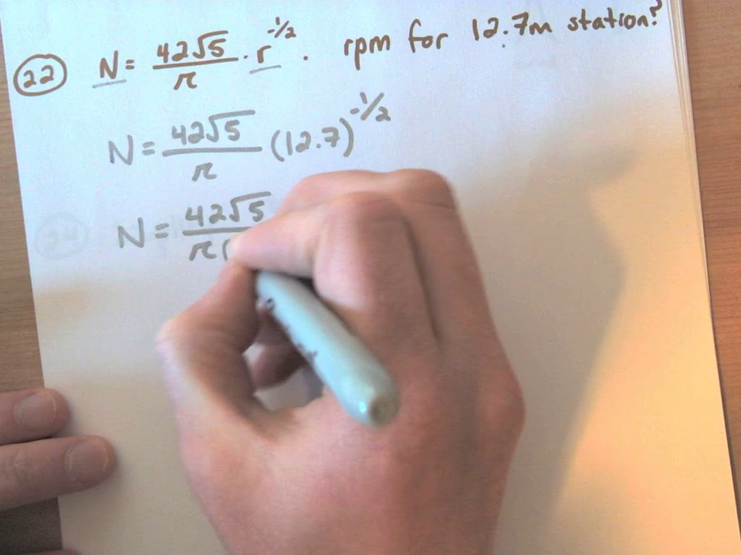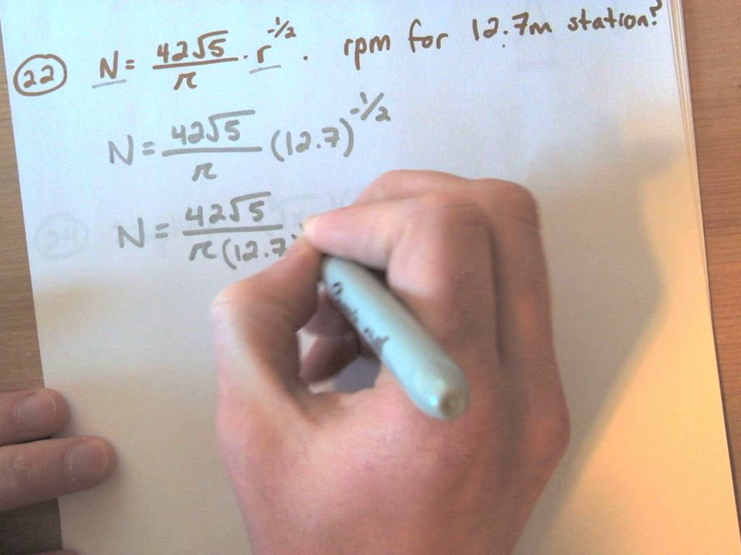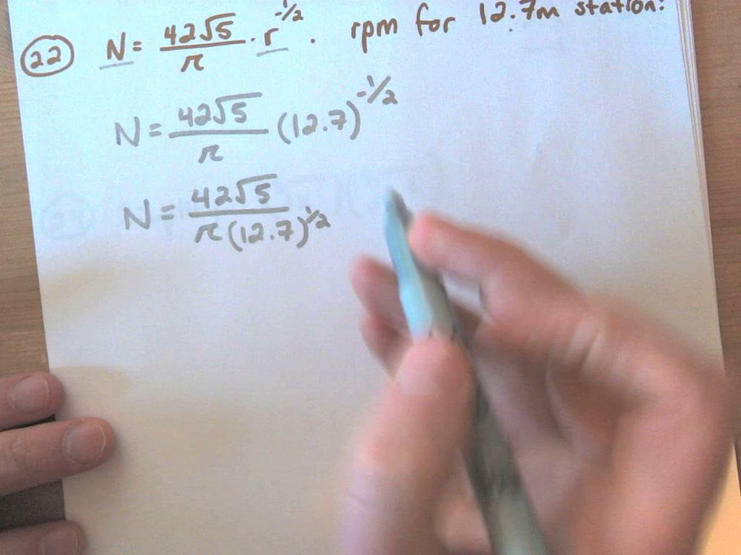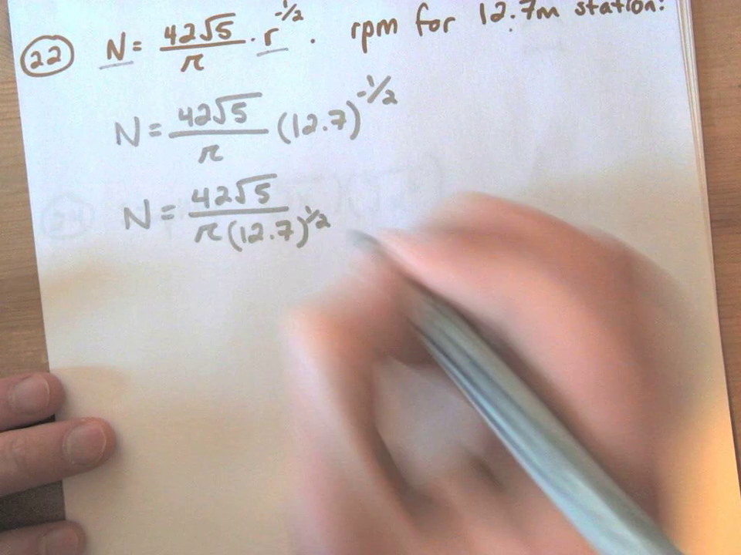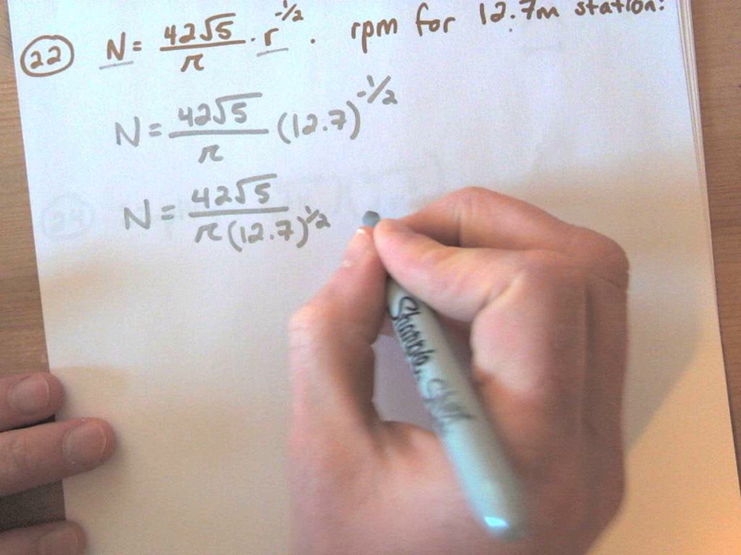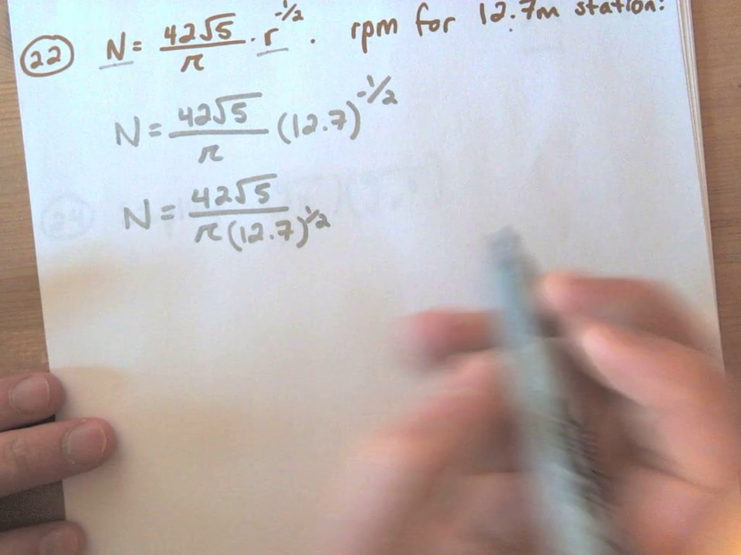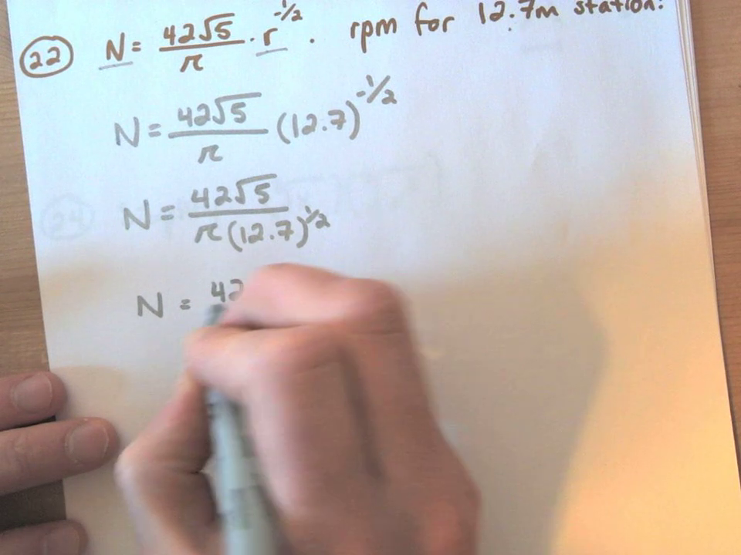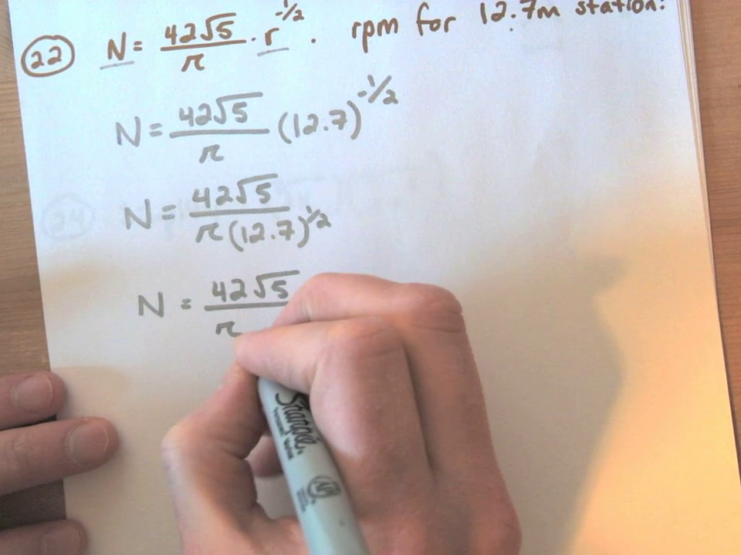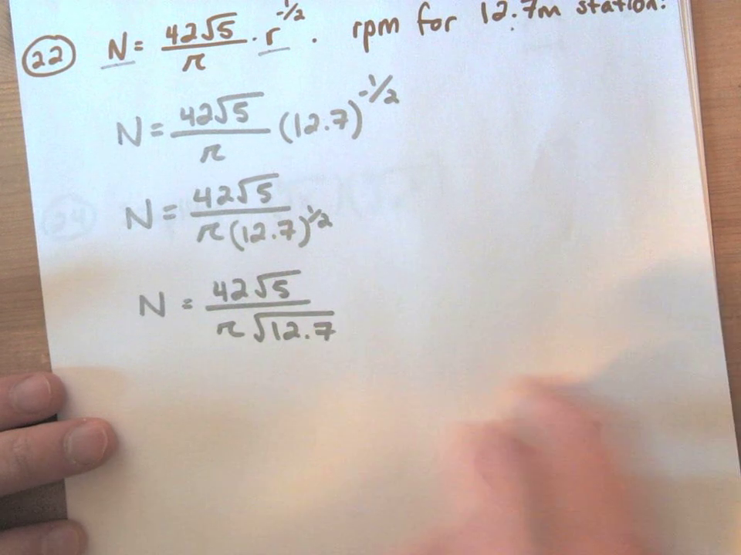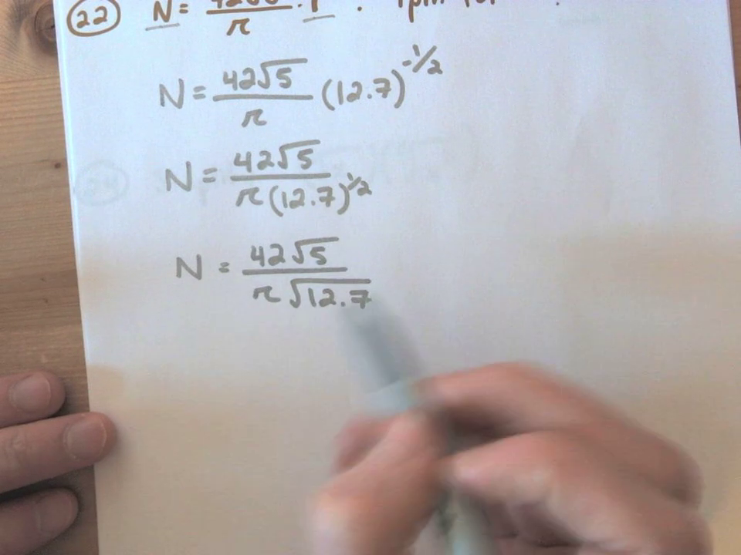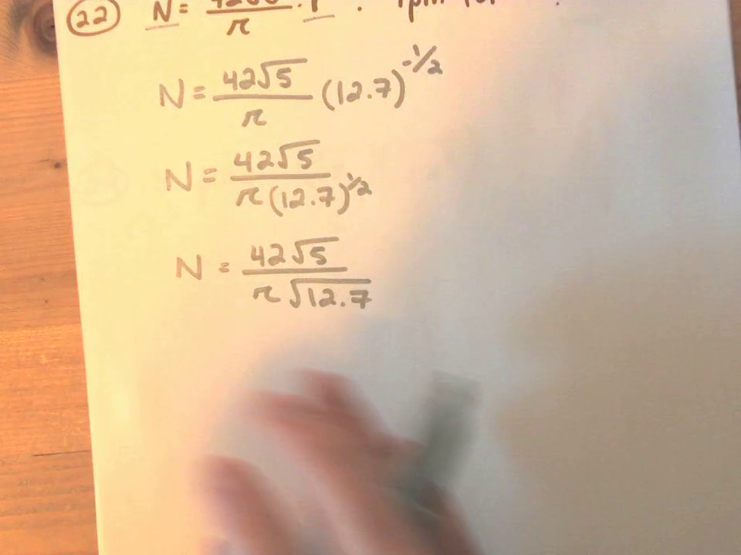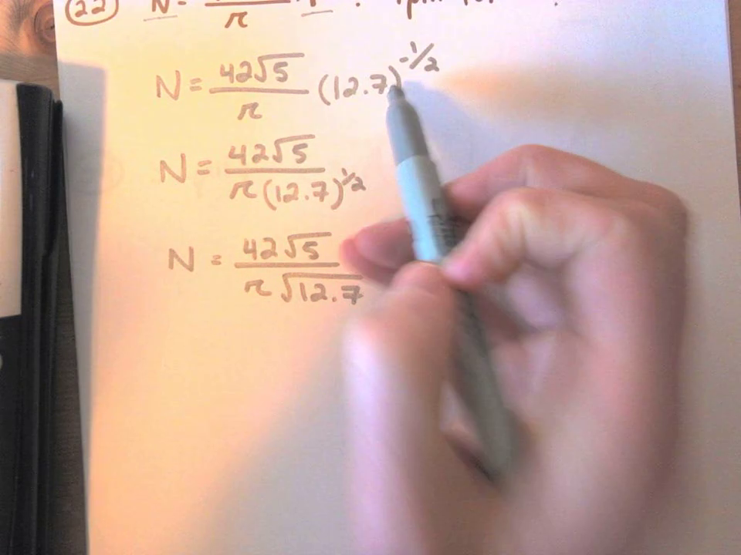So this 12.7 is now to the positive half, and it's on the bottom of the fraction. Okay, and I know the half means the radical square root symbol, right? So I'm going to change that as well, so that's easier to type in my calculator. And then we have root 12.7. So I have that there, 42 root 5 over pi square root of 12.7. Now I can type that in my calculator a lot easier.